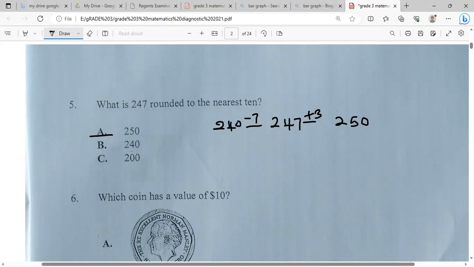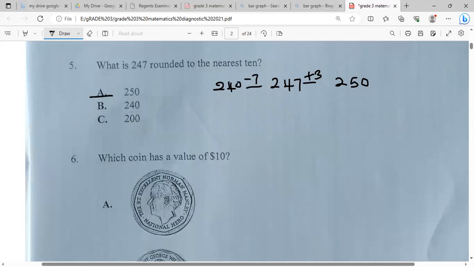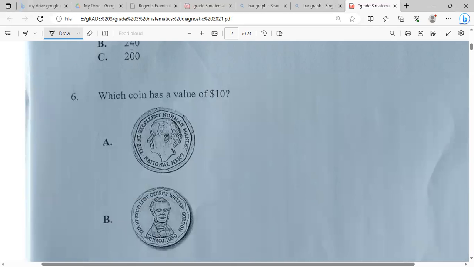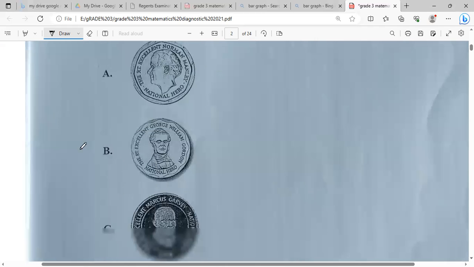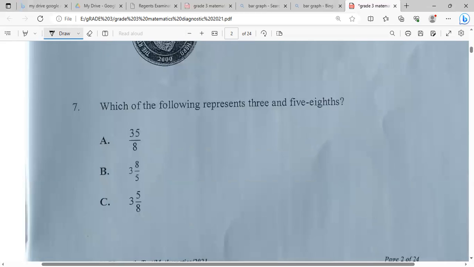All right, number 6 says, which coin has a value of $10? None of the money have no value. That's a $5. So this would be the $10 and this one the $20. I notice you like to bring the coins and ask the children, but we hardly even use coins anymore. Number 7: which of the following represents 3 and 5/8? So it's 3 and 5/8. So that would be C. Look at it carefully. You see, this is 8 over 5? All right, so let's move on to number 8.